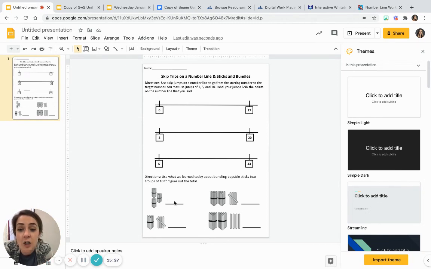Down here, you're going to use what we learned today about bundling popsicle sticks, and you're just going to write the total. So if you see these popsicle sticks, what's the total number? Same with these, and this. All right. And then after you are done with this worksheet, then you may make a choice board choice.